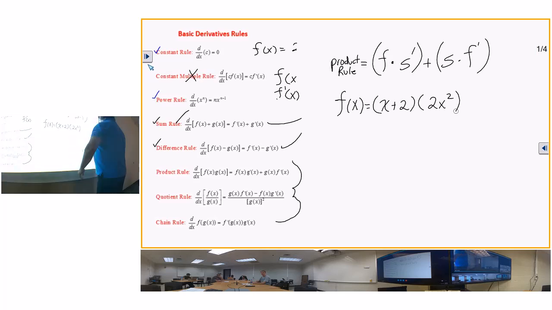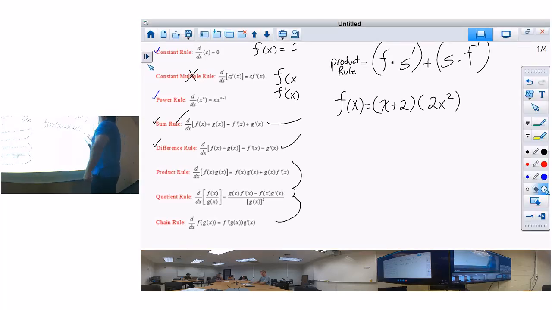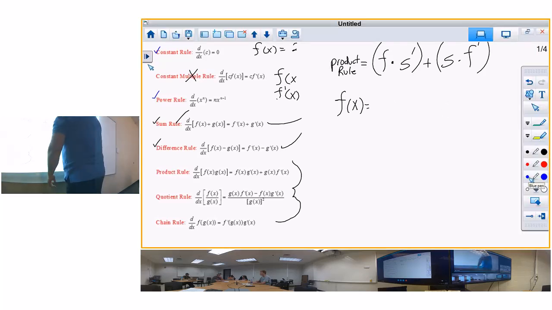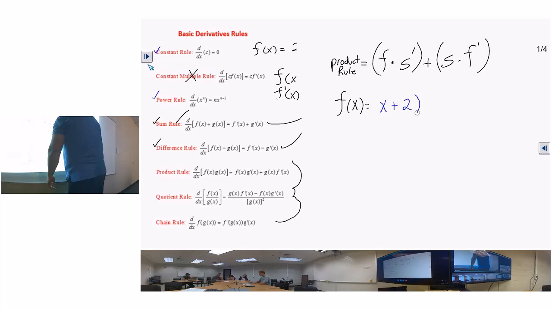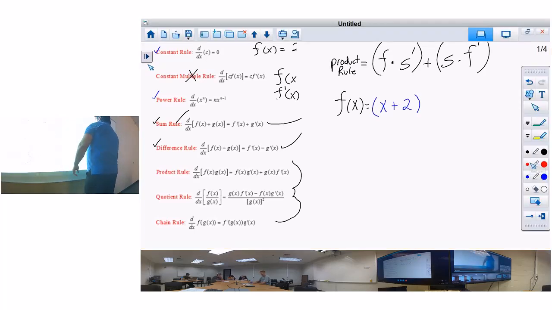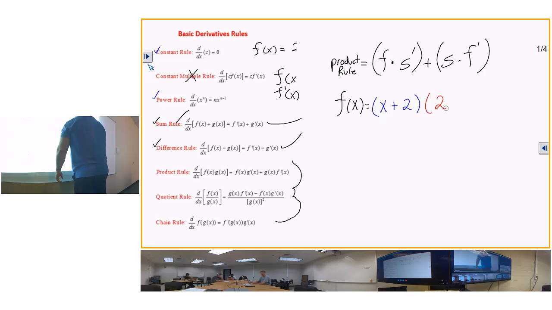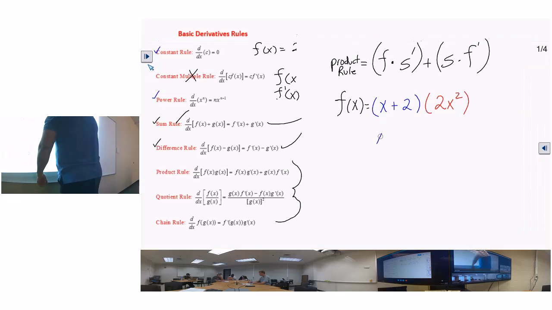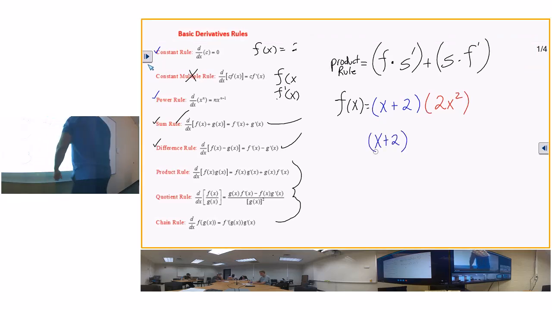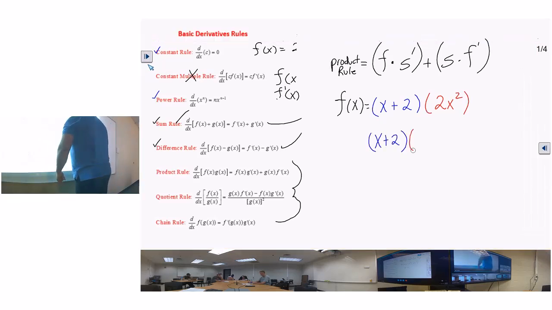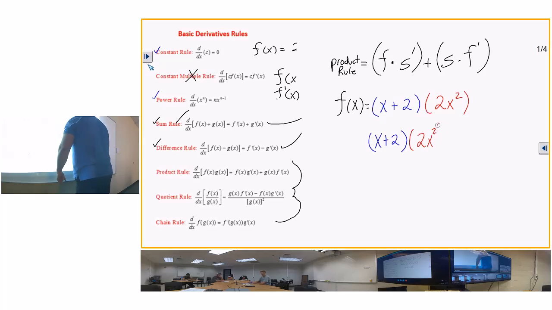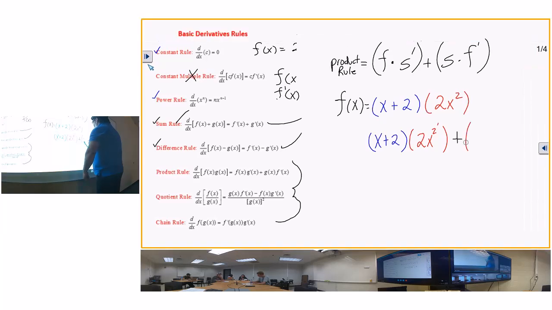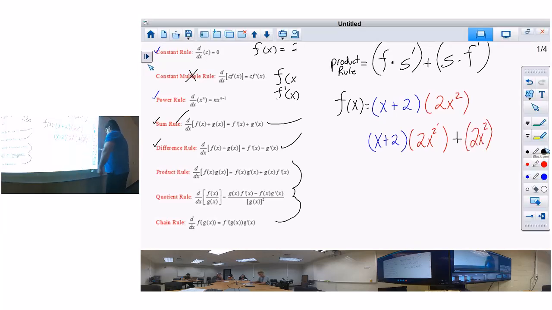First, I'll tell you what I'm going to do. Since I don't have posters and I'm not an innovative teacher, I'm going to do x plus 2, and then I'm going to do red, and 2x squared. All right, so here we go. First, x plus 2 times the derivative of the second, 2x squared prime, plus the second, times the derivative of the first.